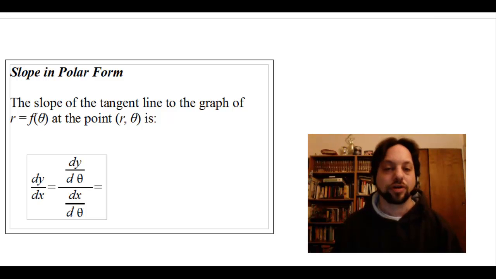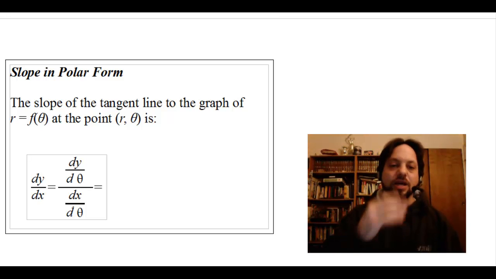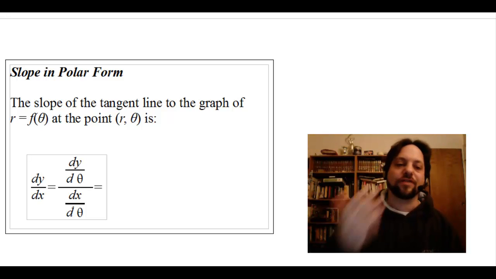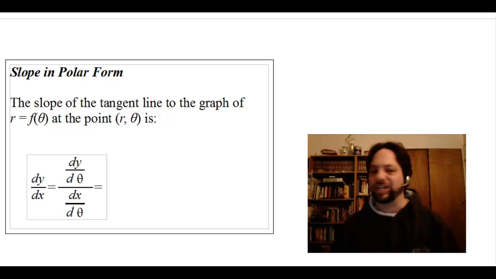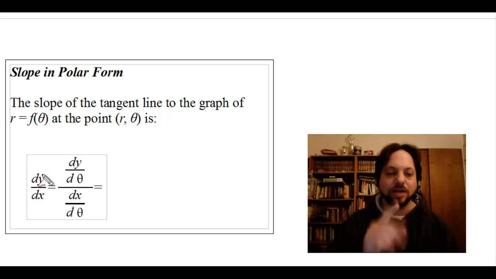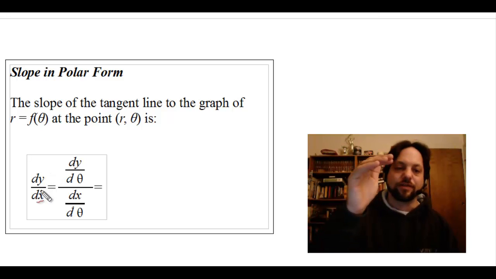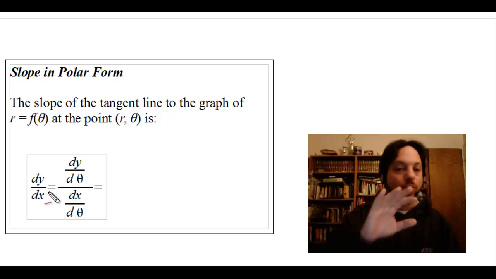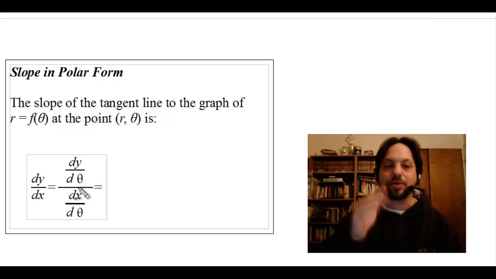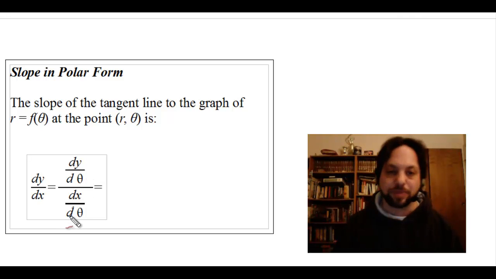Now, so long as you remember our conversion formulas, that is, x equals r cosine theta and y equals r sine theta, I'm going to argue that finding the slope of a polar function is not incredibly difficult. It's an ugly formula. If I was to write this for you right now, you would not be happy. It's ugly. But consider this. dy/dx, the derivative of y divided by the derivative of x. We're going to do it exactly that way. We're going to find the derivative of y with respect to theta, and we'll divide that by the derivative of x with respect to theta.